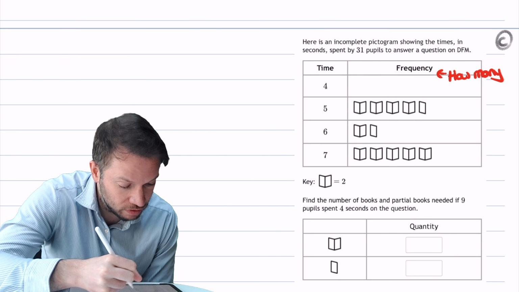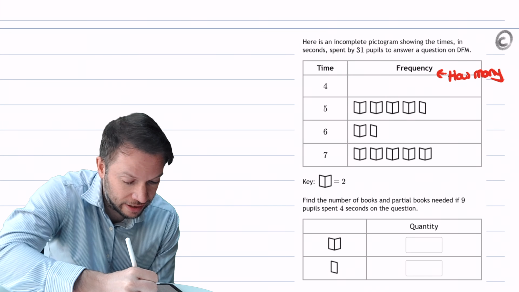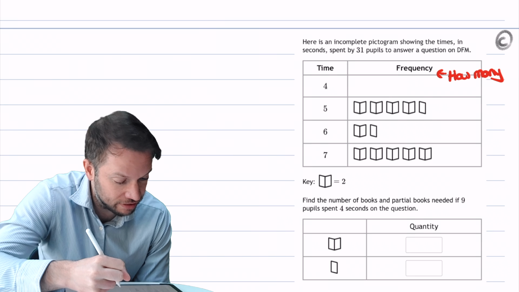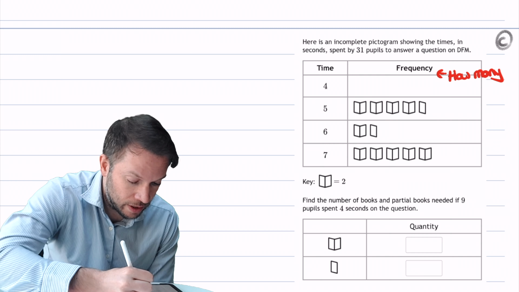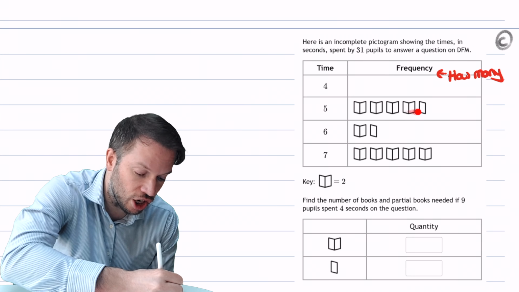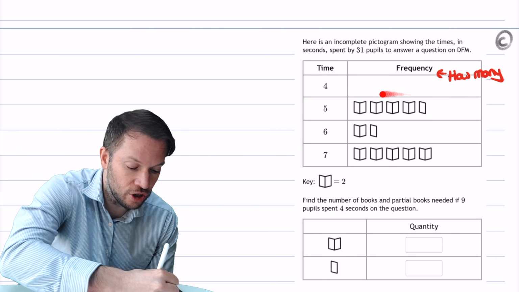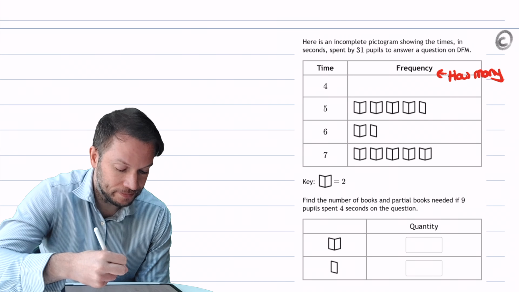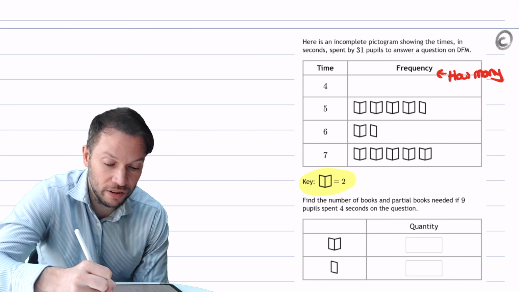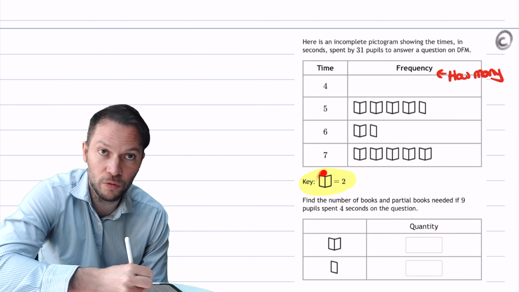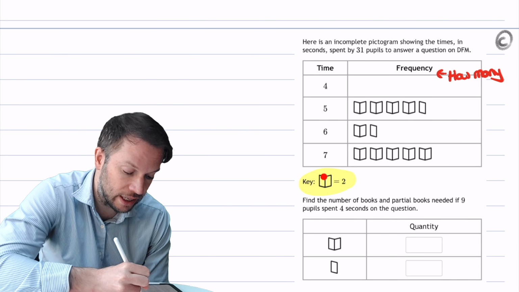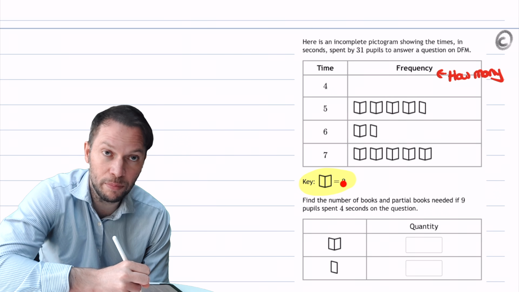So the question talks about the times in seconds spent by 31 pupils to answer a question on Dr. Ross Maths. So, for example, if we had a time of 5 seconds, which would be very quick, this is showing how many students took that long for the question. And we have a key here at the bottom. And what the key does is show us what each one of these symbols, each book in the pictogram, is worth. So each book is worth 2 people, right?